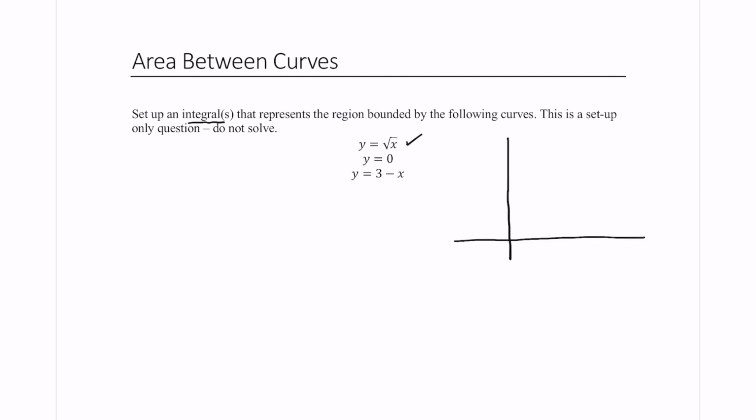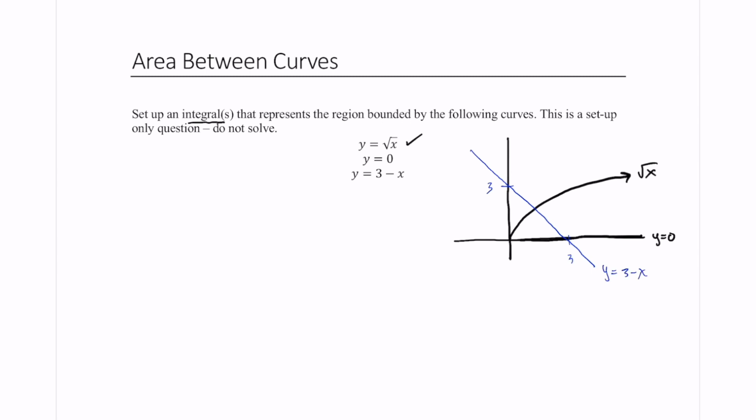So the square root function looks like this. Okay, y equal to 0, that just means that it's going to be bounded here on the x-axis. And then you have y is equal to 3 minus x. So you know the y-intercept is 3, and then the slope of negative 1 means that it's going to go down 1 and over 1, down 1 and over 1, down 1 and over 1. So this will be your last graph.